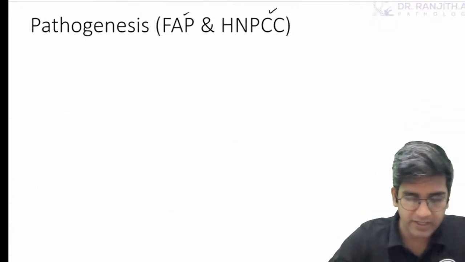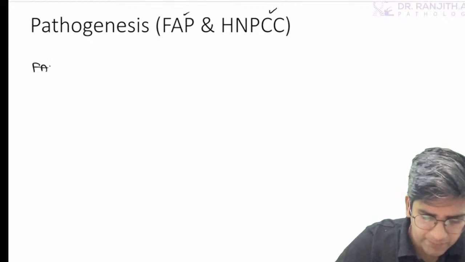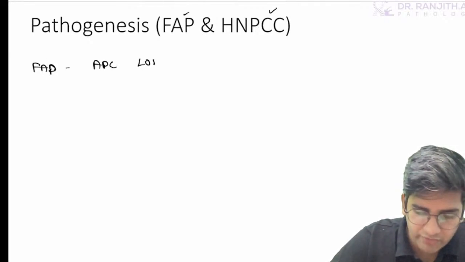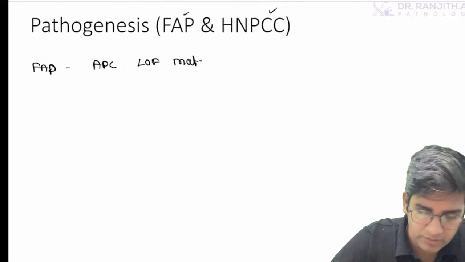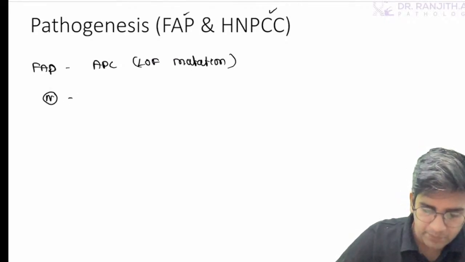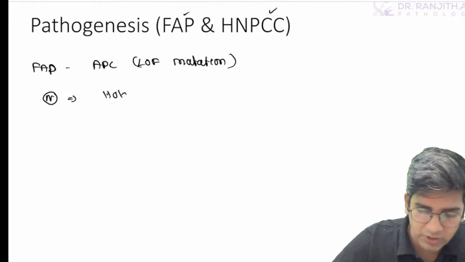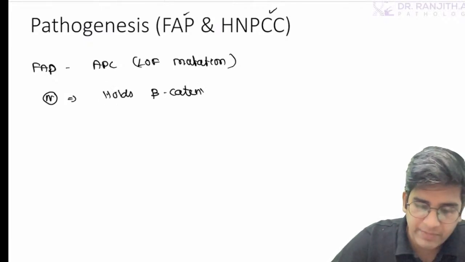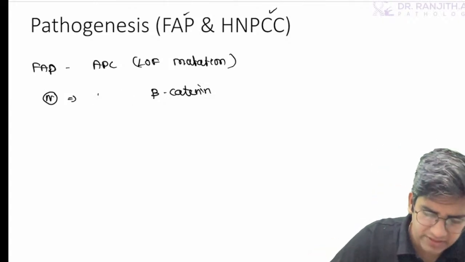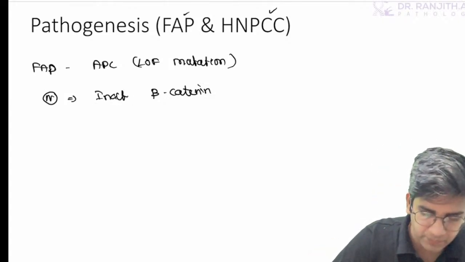The first thing about FAP. In FAP, you're going to have an APC loss of function mutation. That's how it is going to be. So normal APC will hold a protein called beta catenin. They will bind with beta catenin, or they will inactivate beta catenin. Instead of writing holding, just write they will inactivate beta catenin.